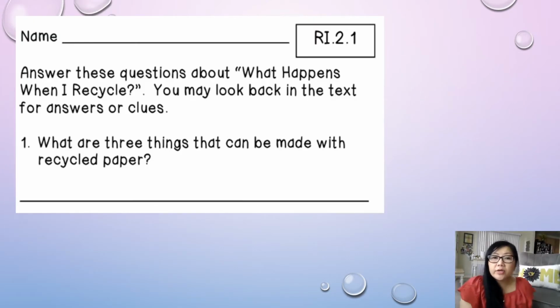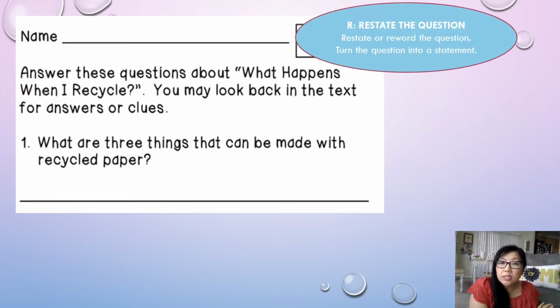Okay, so now that we are done reading the text, we are ready to use the RACE strategy to help us answer the questions. Remember, we're focusing on R, restate the question, and A, answer the question. So here is the first step of RACE. Restate the question or reword the question, turn the question into a statement. So Ms. Sanapong is going to borrow words from the question, and I'm going to turn this question into a statement. These words are the words I am going to borrow.